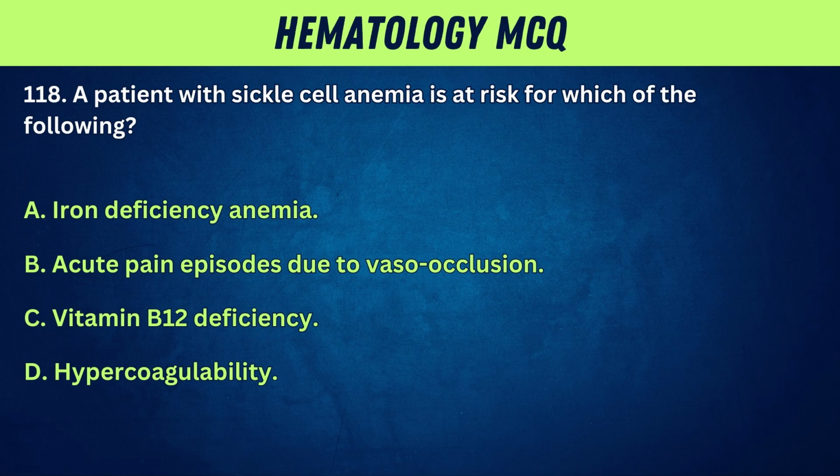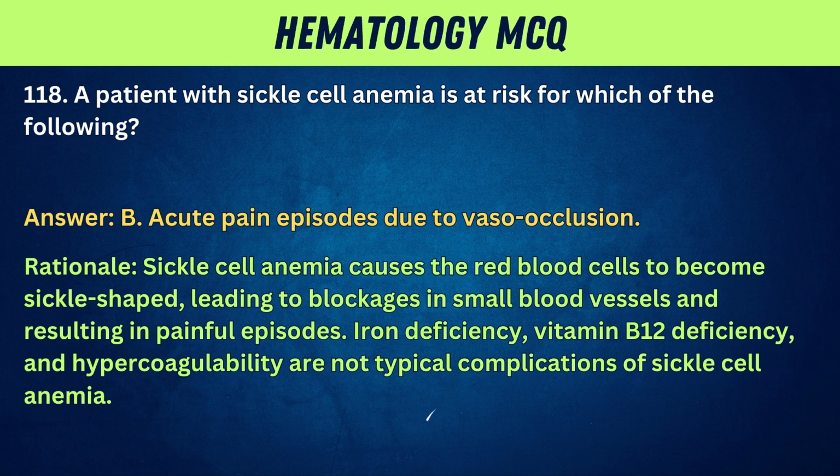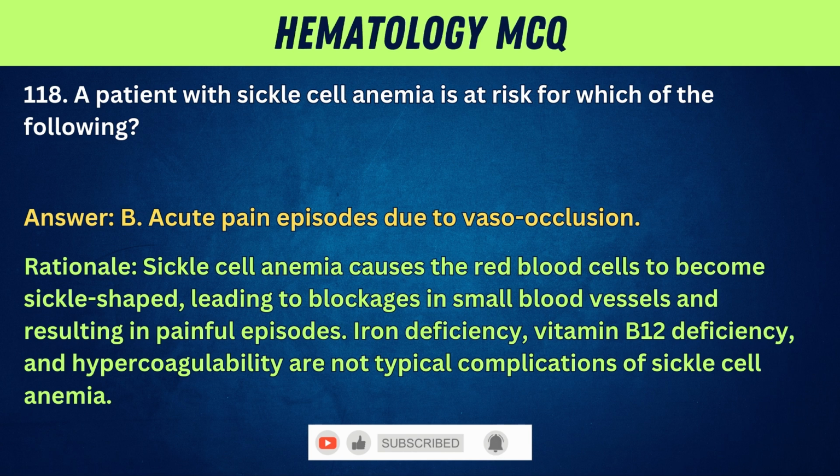118. A patient with sickle cell anemia is at risk for which of the following? A. Iron deficiency anemia. B. Acute pain episodes due to vaso-occlusion. C. Vitamin B12 deficiency. D. Hypercoagulability. Answer: B. Acute pain episodes due to vaso-occlusion. Rationale: sickle cell anemia causes the red blood cells to become sickle-shaped, leading to blockages in small blood vessels and resulting in painful episodes. Iron deficiency, vitamin B12 deficiency, and hypercoagulability are not typical complications of sickle cell anemia.